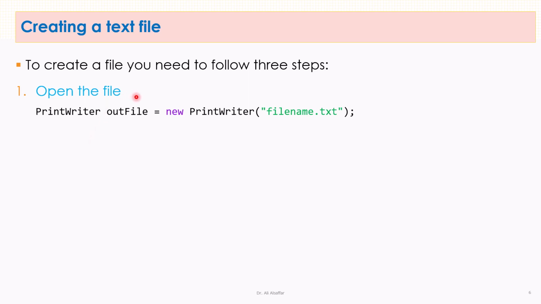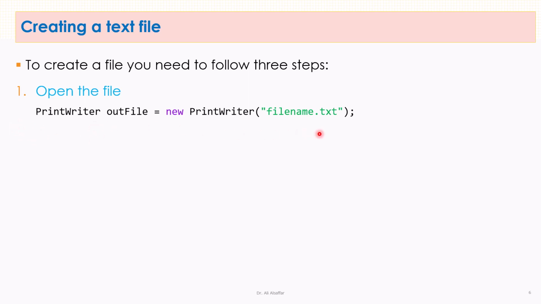So to create a file, you need to follow 3 steps. The first step is that you have to open it for writing. And since you are going to create an output file, because you are going to open it for writing, you need to link it with an output stream. One of the output streams that is used for opening a text file for writing is the PrintWriter. The PrintWriter is in fact the name of the output stream class.